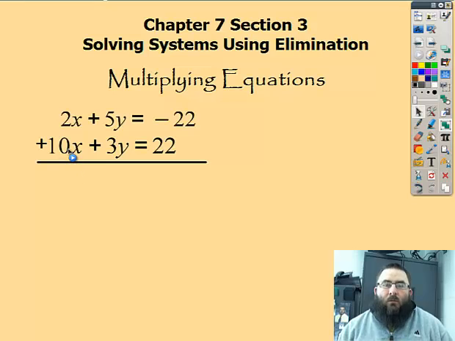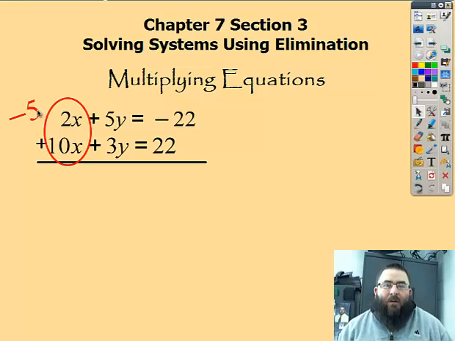So what do we do? Well, we can multiply one of the equations to get one of the variables to drop out. So in this case, I'm going to look at the 2x and the 10x. Is there something that I can multiply this 2x by that if I were to add to 10x, they would be eliminated? They would drop out. Well, very good. It is negative 5.